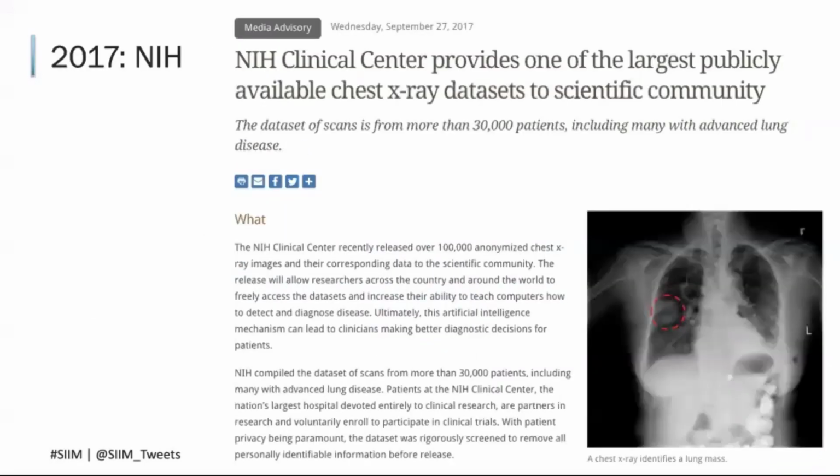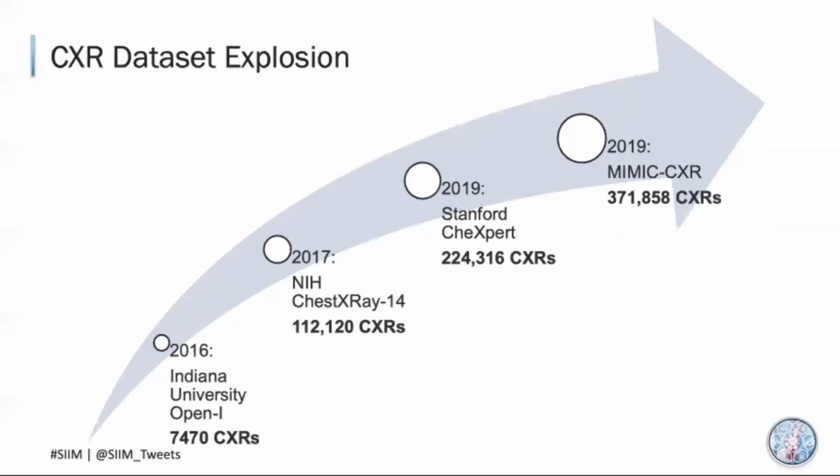Radiology had its first mini ImageNet-style moment of sorts in 2017 when the NIH released over 100,000 chest x-rays for the development of deep learning models. And since then, over the past 5 years, we've seen a surge in publicly available chest x-ray datasets with increasing numbers. For example, in 2016, the largest dataset was about 7,500, followed in 2017 with 112,000 by the NIH, and then in 2019, with 220,000 and 370,000 x-rays respectively from Stanford and MIT.